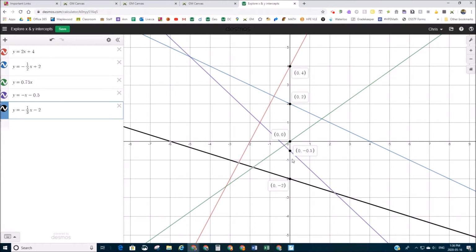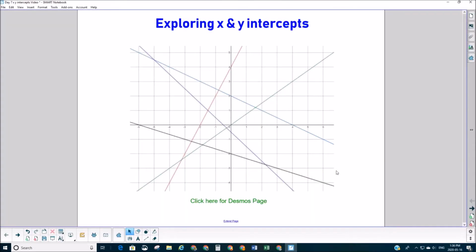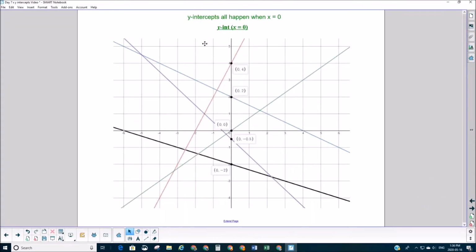Well, if you look at the coordinates of all these Y-intercepts, you'll notice one thing in common. The X values are all 0. And that kind of makes sense because if the line crosses this point, these coordinates don't go right or left. We don't go over to like 5 and then go up to 4. We go 0 and then up to 4, or 0 up to 2, or 0 down to negative 2. So all of the Y-intercepts have an X coordinate of 0. And that's going to be really helpful when we need to calculate them. So the first conclusion is that all Y-intercepts happen when X equals 0.